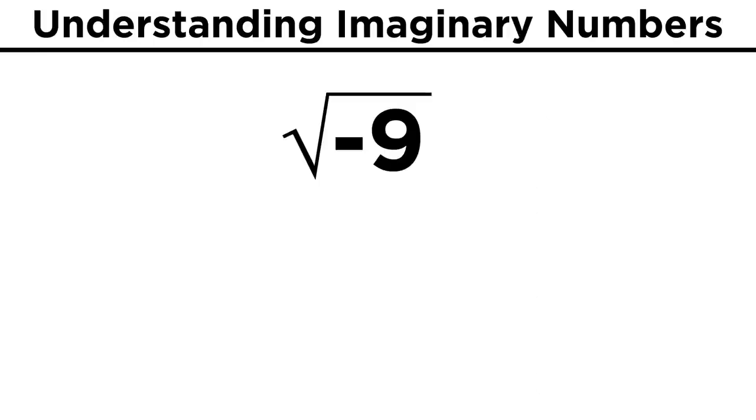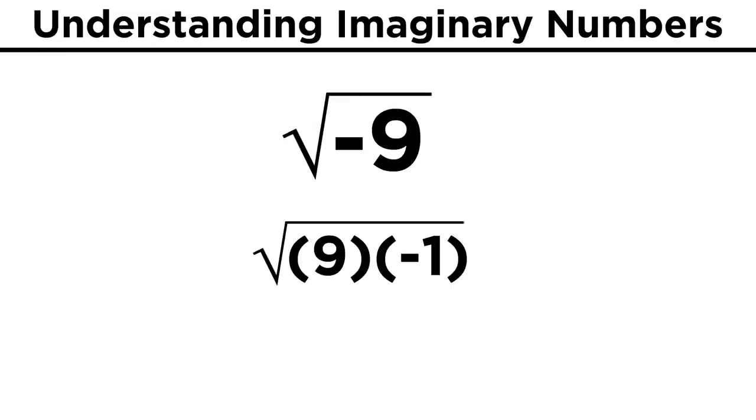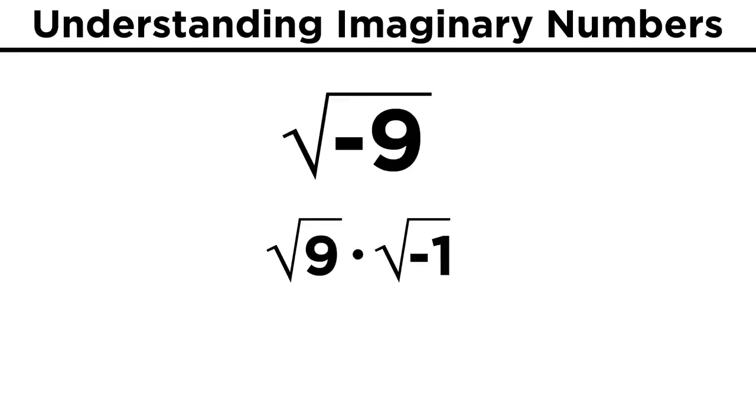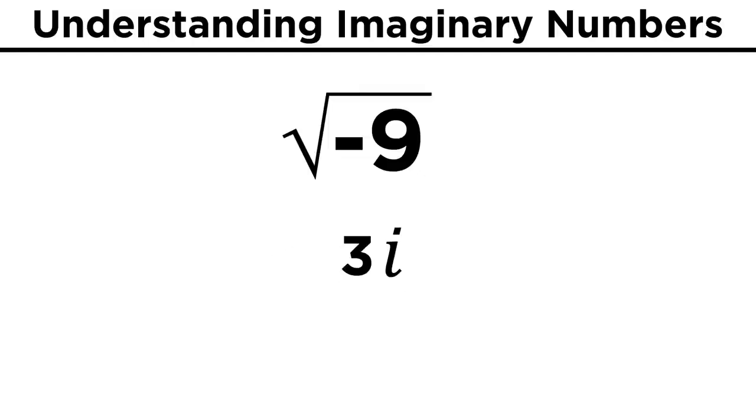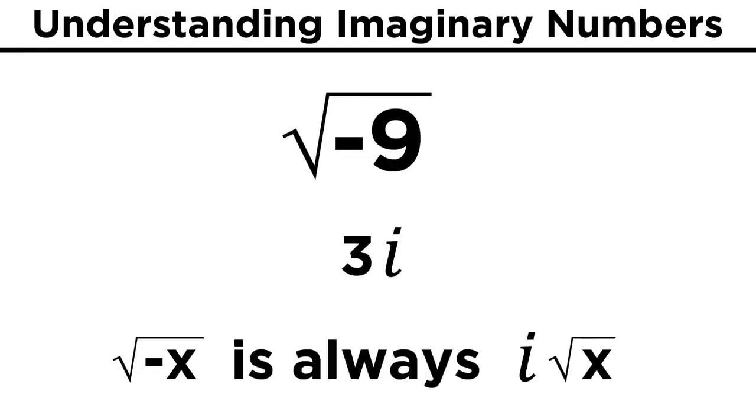i can also be found with other numbers. Take the square root of -9, for example. This can be expressed as root 9 times -1, and therefore root 9 times root -1. Root 9 is 3, and root -1 is i, so we get 3i. In this way, the root of -x will always be i root x.